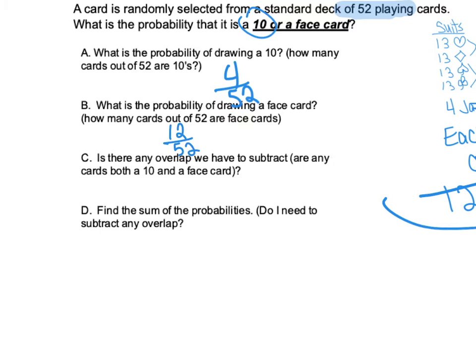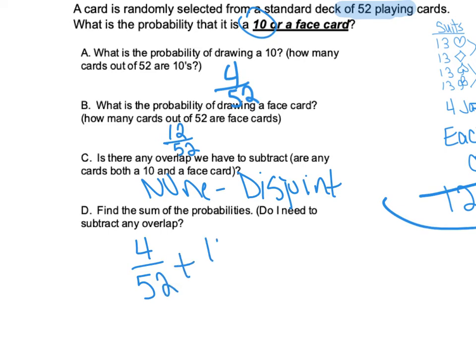And then you have to think, is there anything that overlaps? Is there any card that is both a 10 and a face card? If you think about it, 10s are not face cards, so there is nothing that overlaps. So that means this is disjoint, which means all we have to do is add the 2 probabilities together. So we're going to go 4 out of 52 plus 12 out of 52 is 16 out of 52.